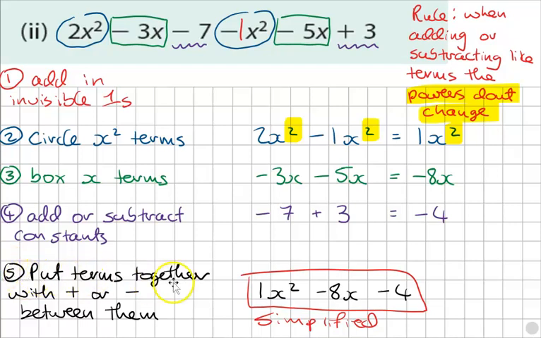Step 5, put the terms together with a plus or a minus between them. So we just bring down the 1x squared, the minus 8x and the minus 4, and there's our answer. There's our simplified expression.